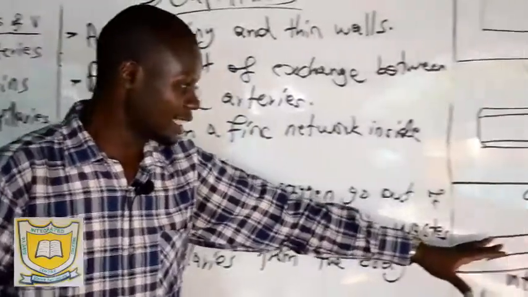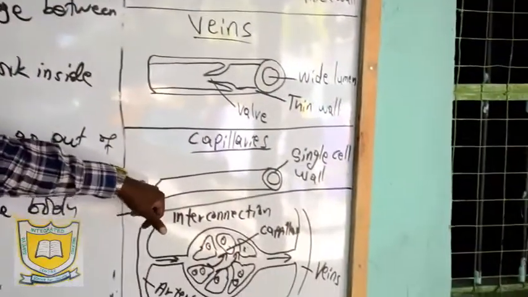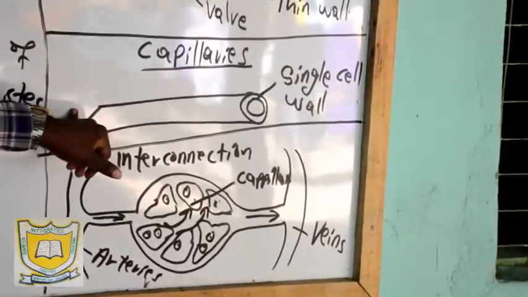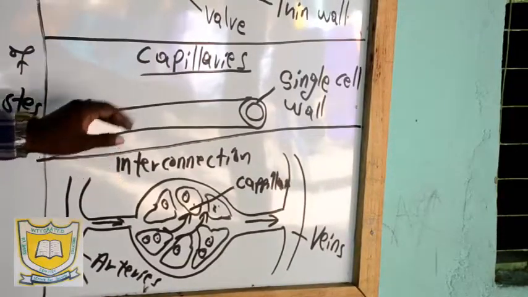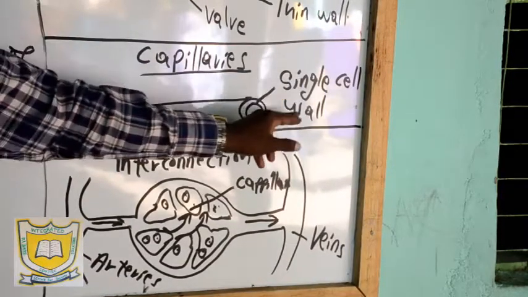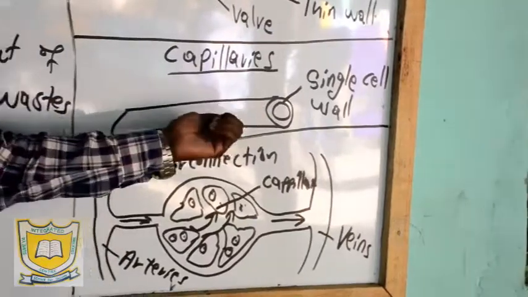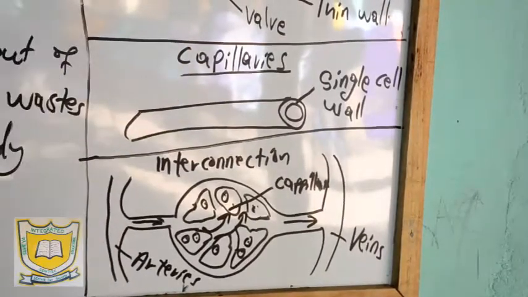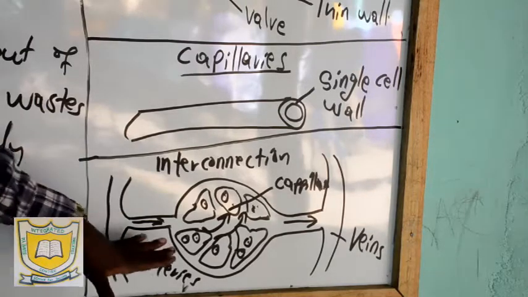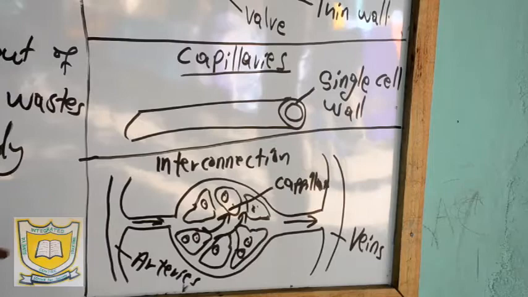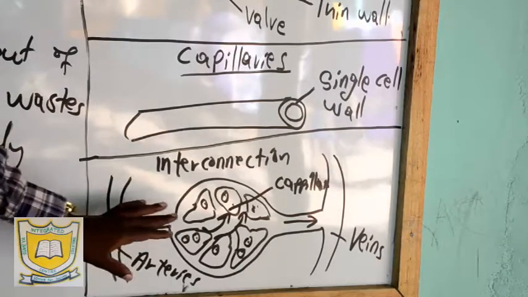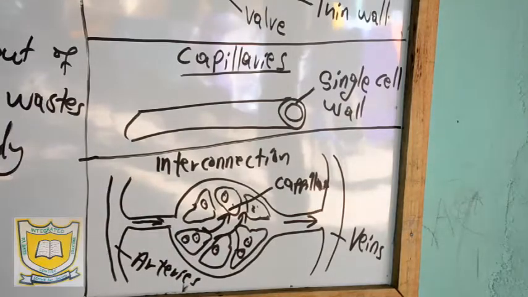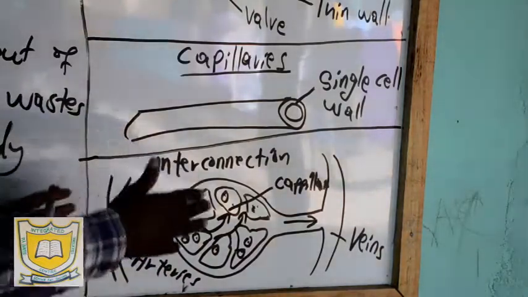This is the structure. You find that the capillaries are very small vessels, and they only have single cell walls. So the walls are only one cell. Something which is one cell is very small, very minute. Lastly, we have the interconnection of arteries and veins here. In between an artery and a vein, there are capillaries that are connecting the two types of vessels.